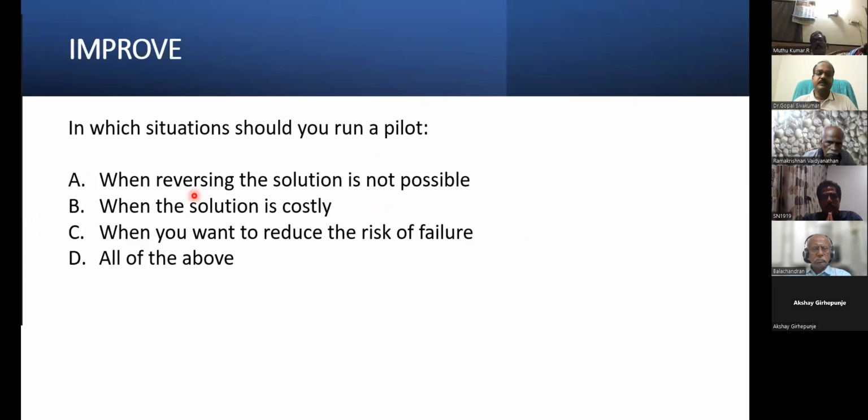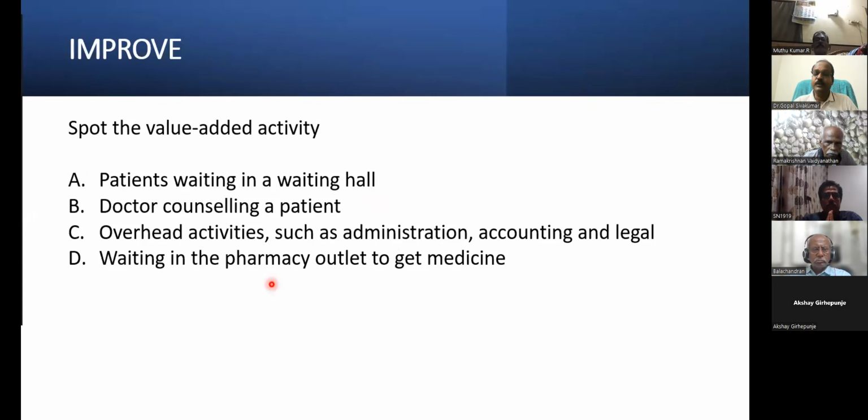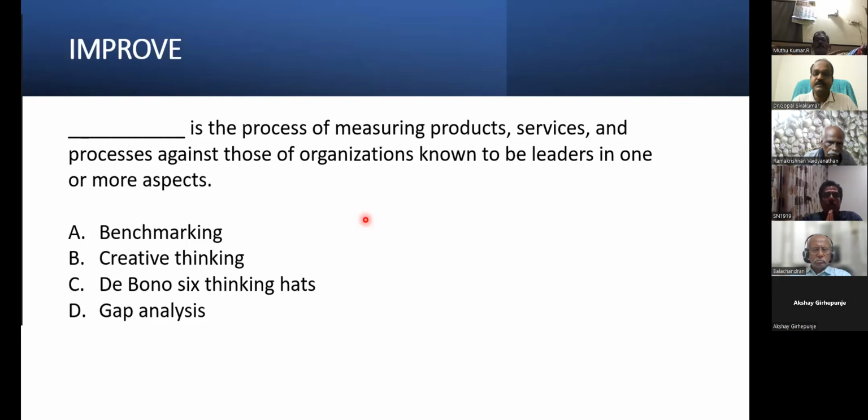In which situation do you run a pilot? I think in all situations you have to run a pilot. Not a binary solution. Value adding activity: a doctor counseling a patient. That's correct, value adding. Benchmarking is the process of measuring products, services, and processes against those of organizations known to be leaders. Referring to the good player, right?